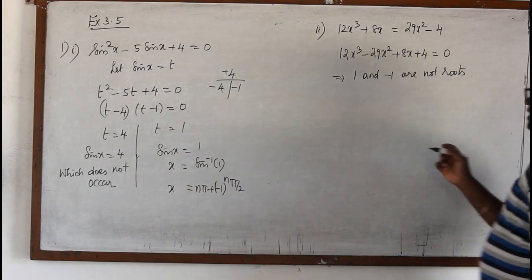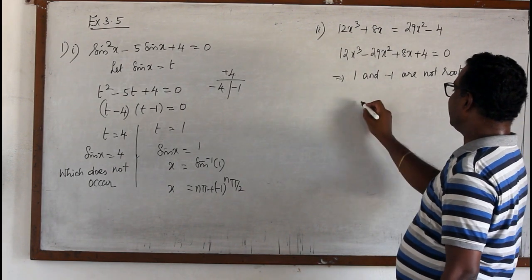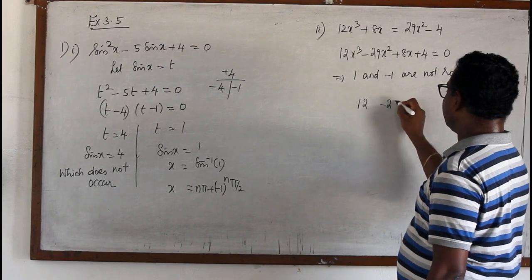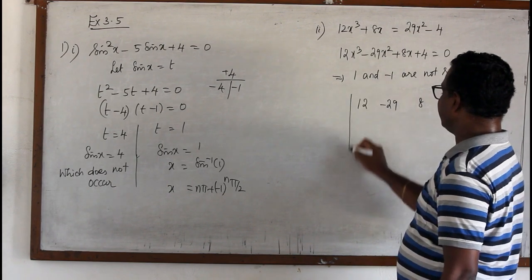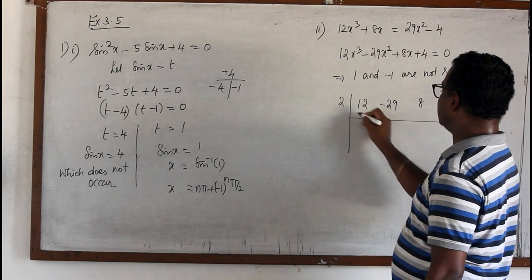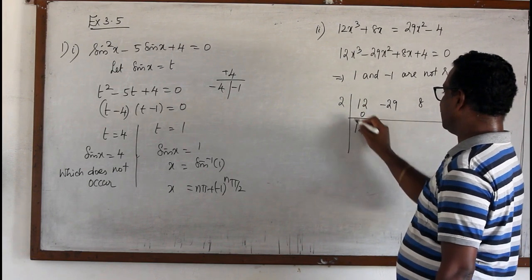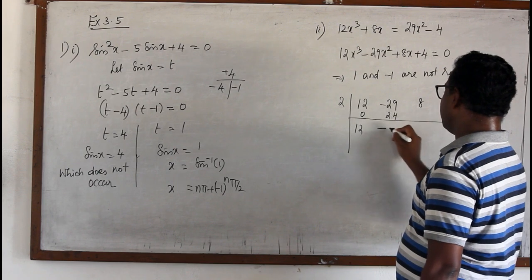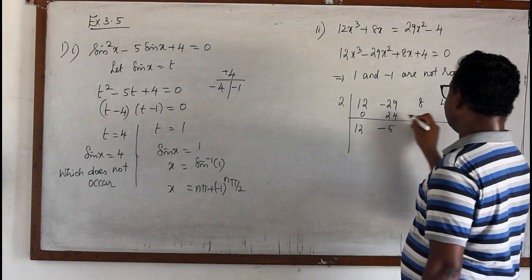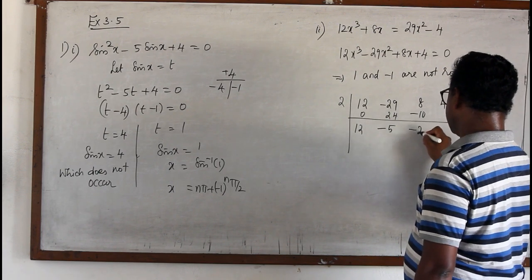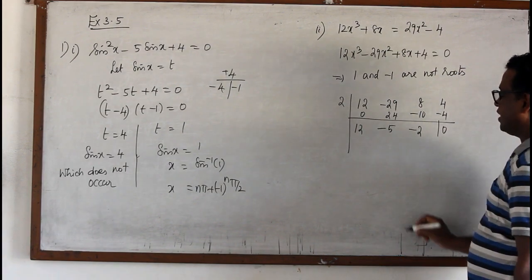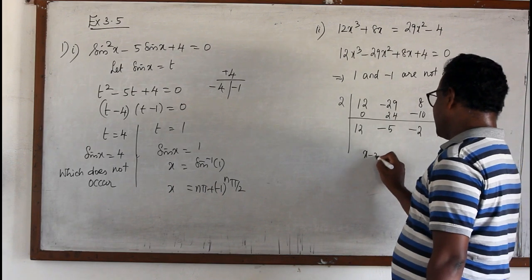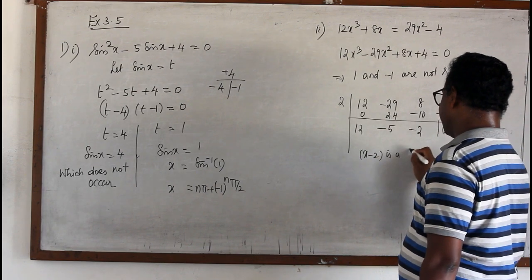Therefore, let me try with 2. Therefore, 12 minus 29, 8, 4. So, if I try with 2, the coefficients are 12, 12 twos are 24, minus 5, minus 10, so minus 2, it becomes minus 4, and when I add, this becomes 0. Therefore, x minus 2 is a factor.